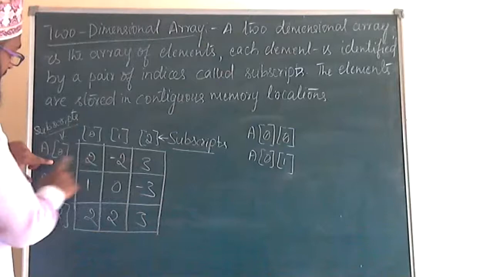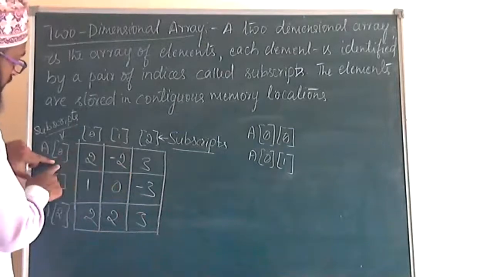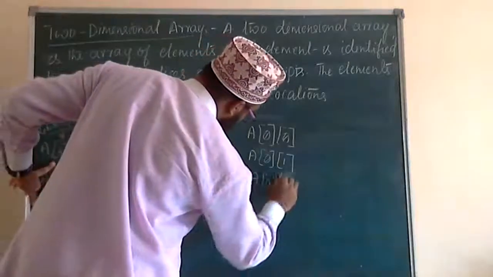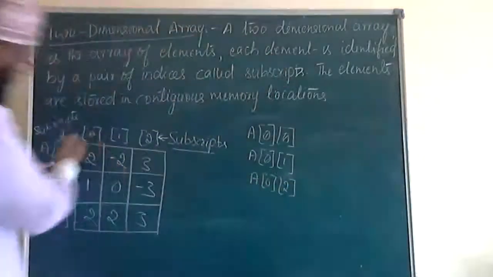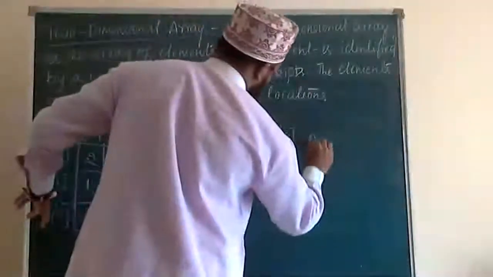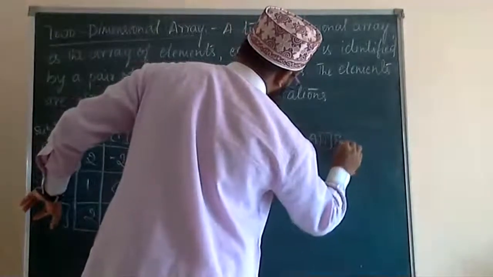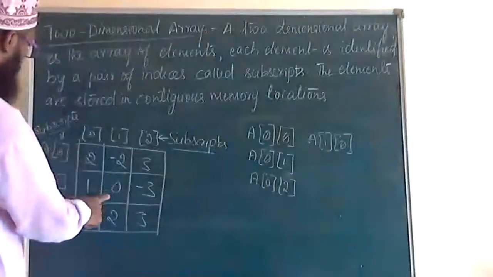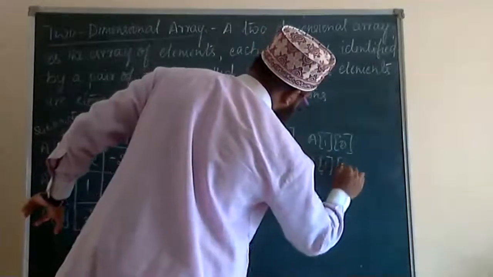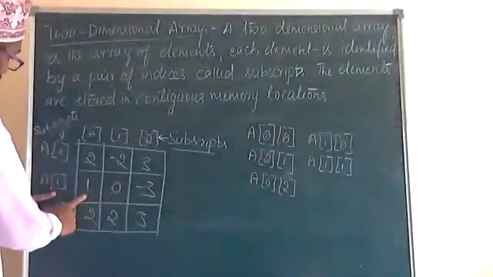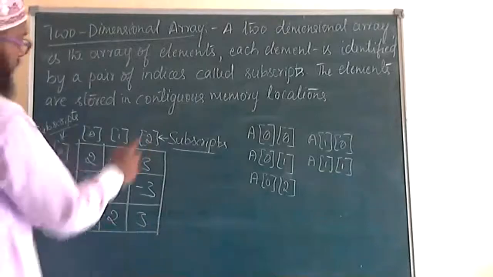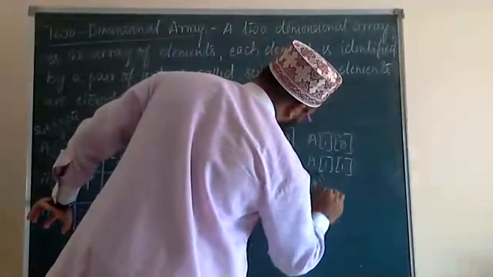Then for element 3, a of 0, 2. Then come to the next row element, a of 1, 0. Then a of 1, 1. Then for this element, minus 3, a of 1, 2.